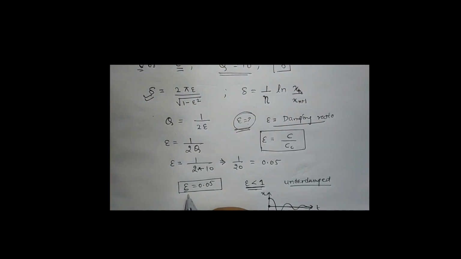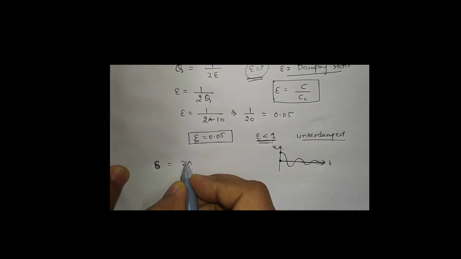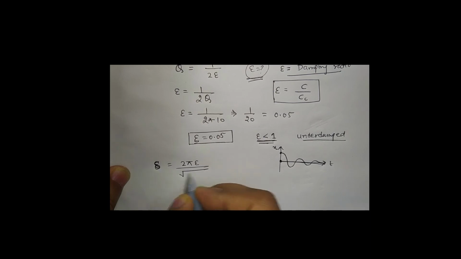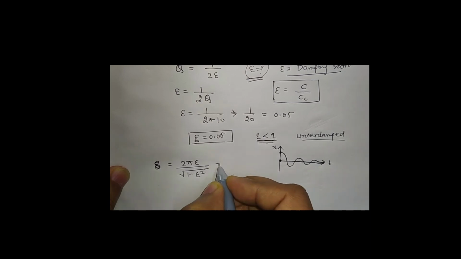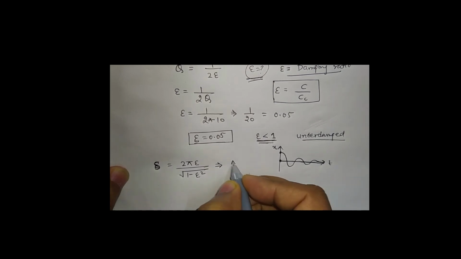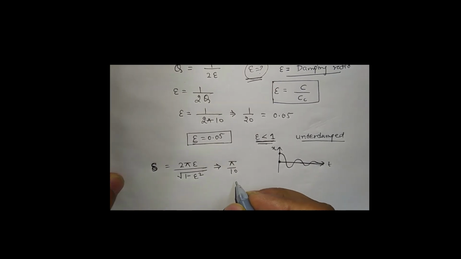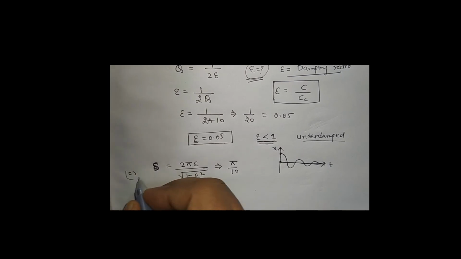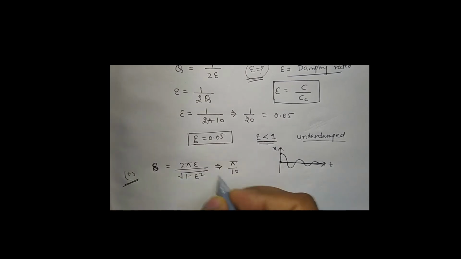So now we have to find the logarithmic decrement. We found that E equal to 0.05. If we put the value of E in the formula of logarithmic decrement, 2πE divided by the square root of 1 minus E square, we will get the answer π by 10. C option is correct.